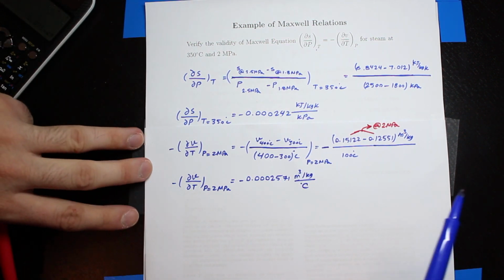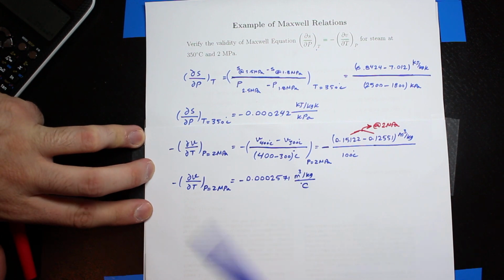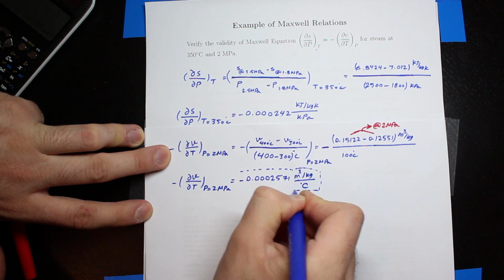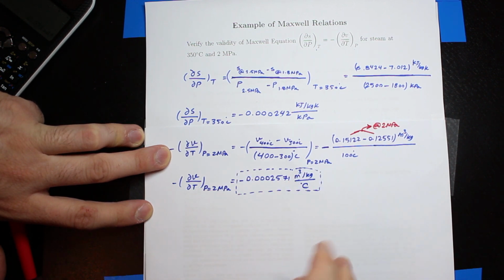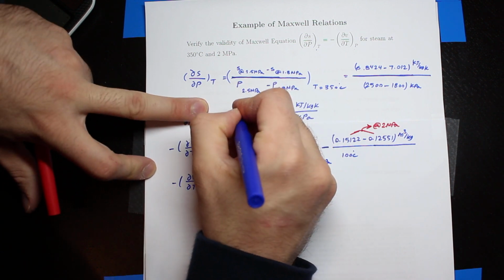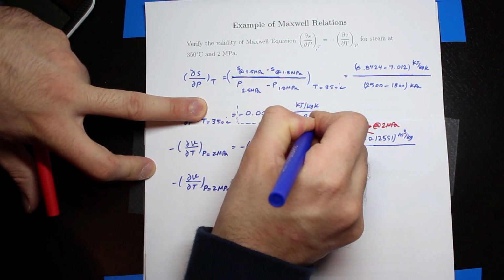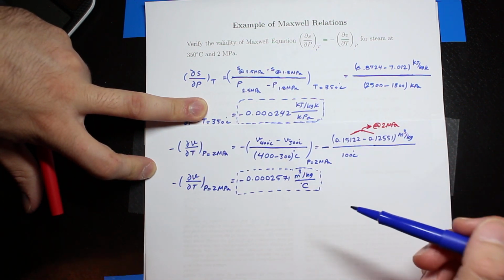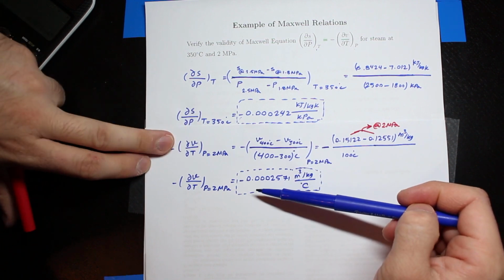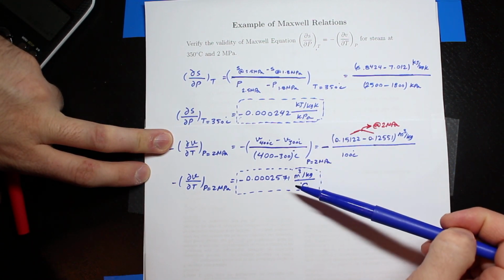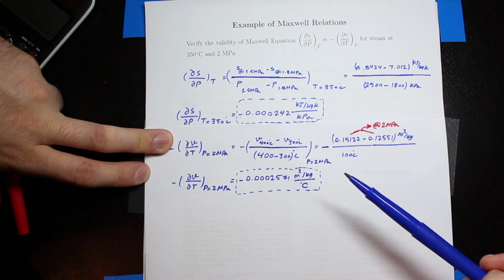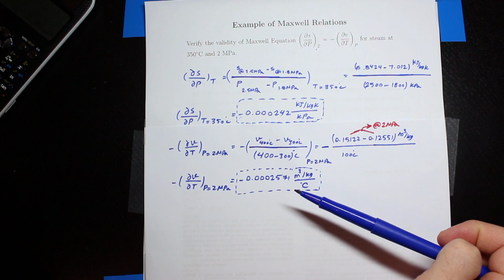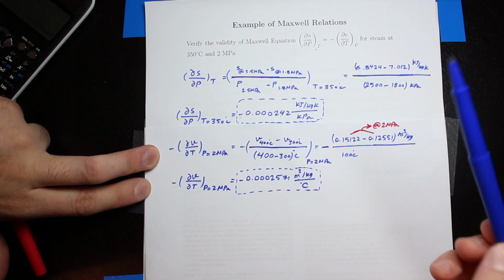Now we want to compare this number. Let me just make a box around that. We want to compare this number to this number. So we are comparing these two numbers to each other. Both of them are negative. The units look different, but in fact the units are exactly the same. If you expand the units, you will see they are the same. And the difference between them, you can easily find.